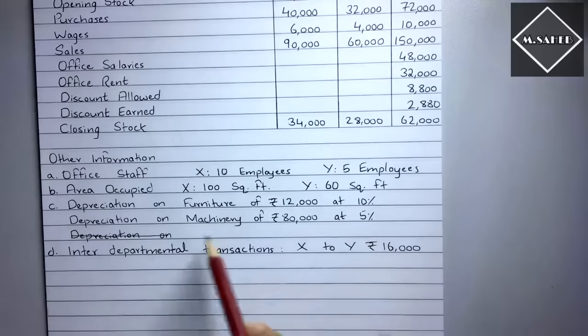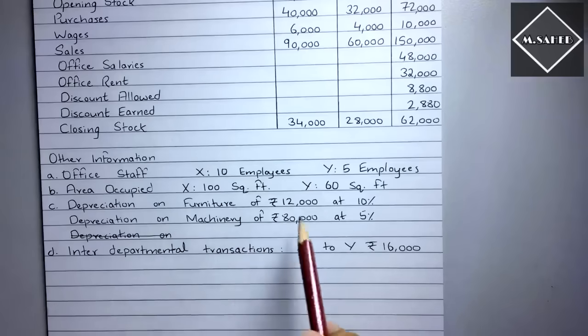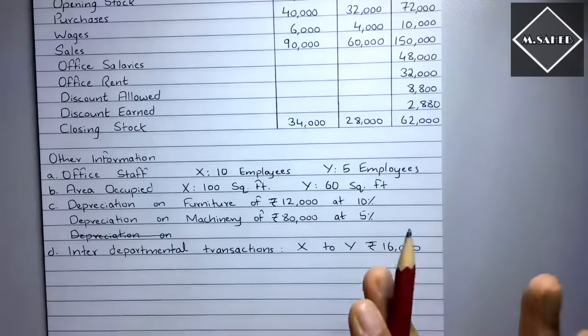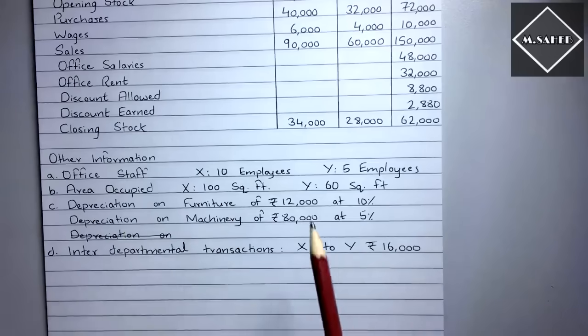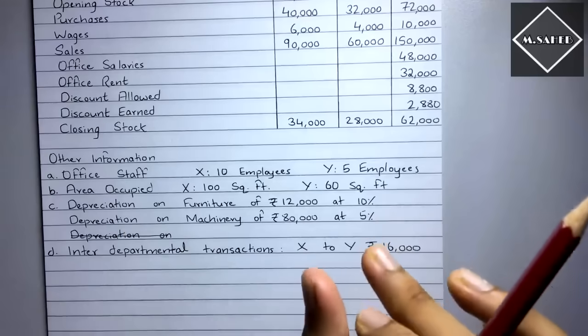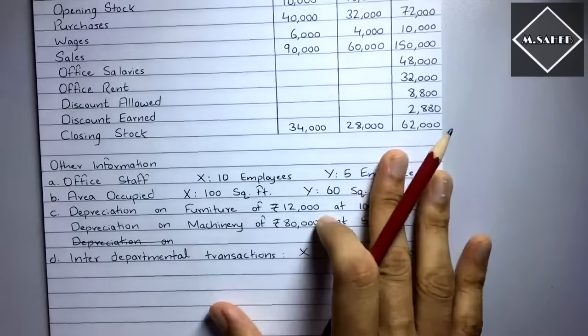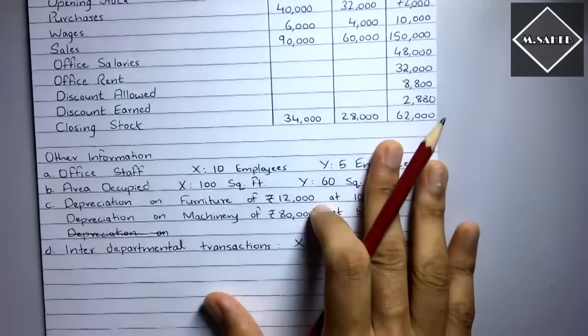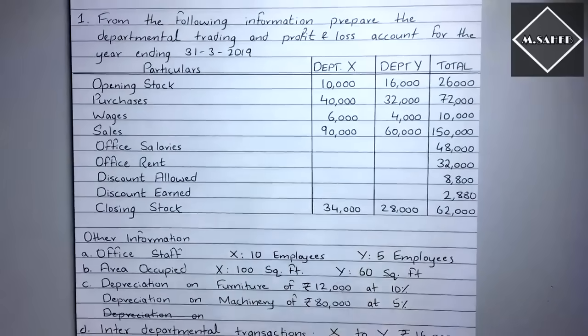Now here they are silent about this. Nothing is said. So if the question is silent about something, then you have to distribute it equally. Here depreciation will be distributed equally. Remember that. Sometimes the question will specifically mention to do it equally, but here nothing is mentioned, so we will distribute this equally.